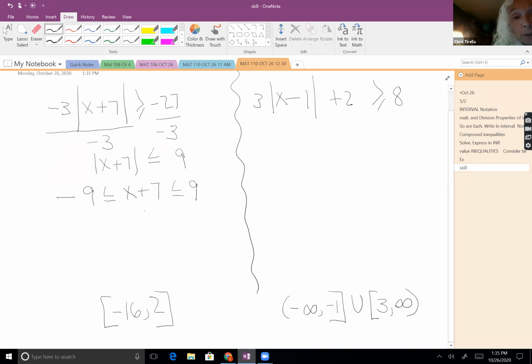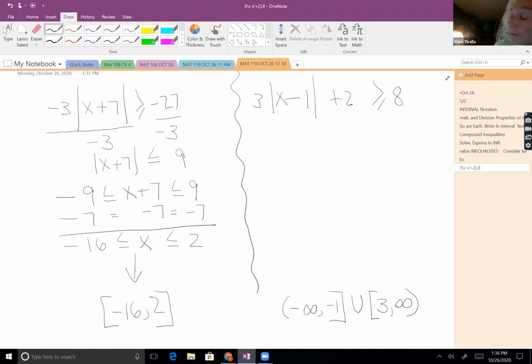Now to get x alone, we'll subtract 7. That would give me x alone in the middle. And again, whatever I do to one of the three, I have to do to all of the three. That gives me x. -9 minus 7 is -16. 9 minus 7 is 2. And when we subtract, it stays the same. But again, I'm like a little kid, so I want to double check. Yep, -16 is smaller than 2, so it works. And it would give me the interval below.